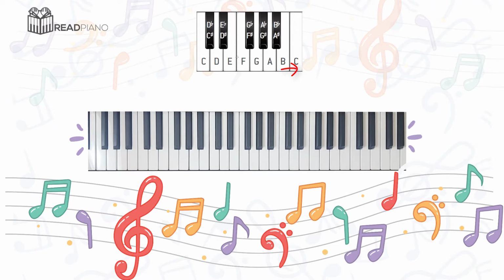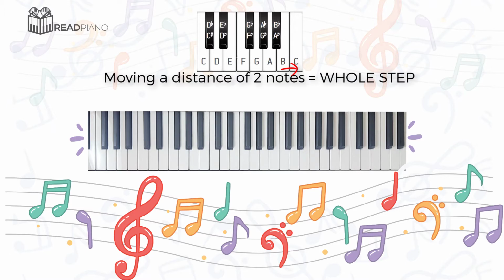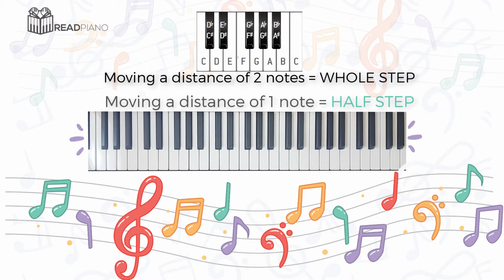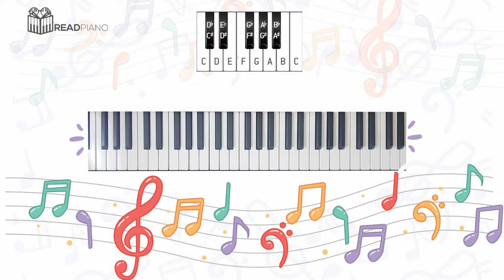In music theory, moving the interval of two piano keys up or down is called a whole step, while moving a single key up or down is called a half step. Therefore, to construct a major scale from any root note, the intervals moving upwards are: whole step, whole step, half step, whole step, whole step, whole step, and lastly, half step. Or maybe to make things easier, all the steps need to be whole steps, except you need to add a half step between the third and the fourth note, and in between the seventh and the eighth note.